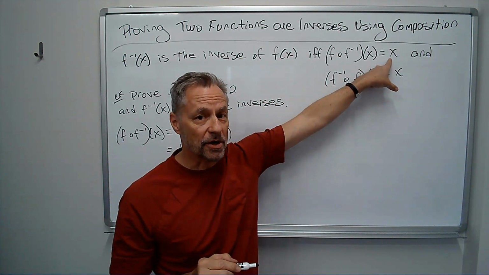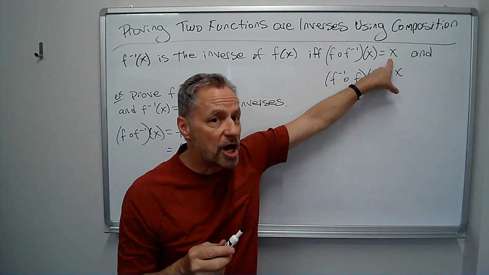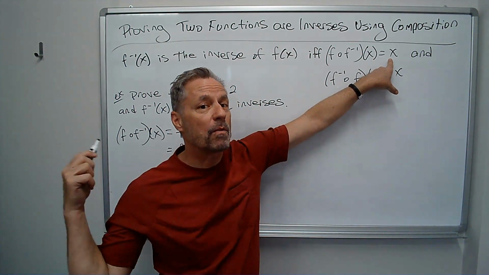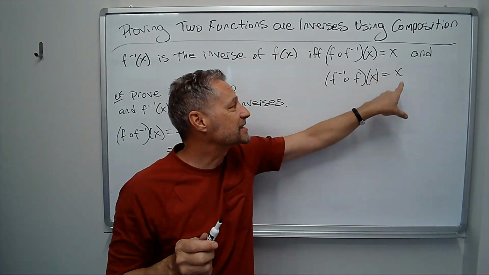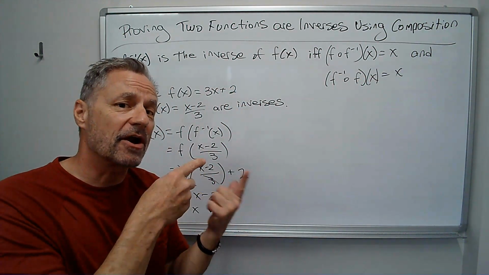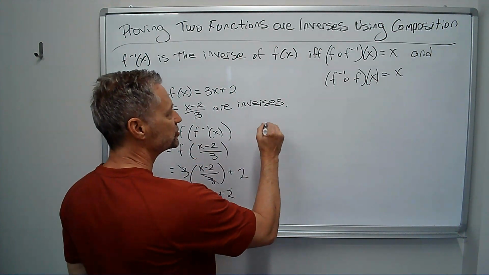So this way it worked. Have I proved they're inverses? No, but they may be. If that wasn't true, I already know they're not inverses. I have to show the next one to show that they are, in fact, inverses. So let's try this one.